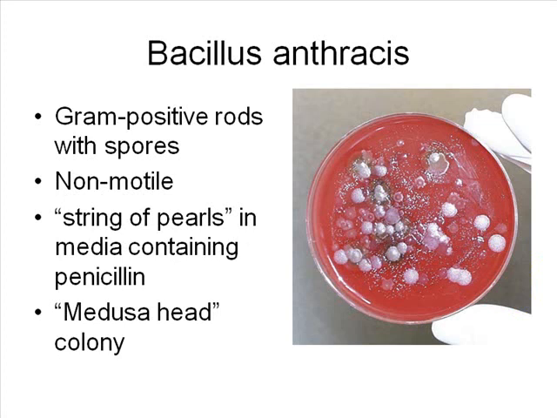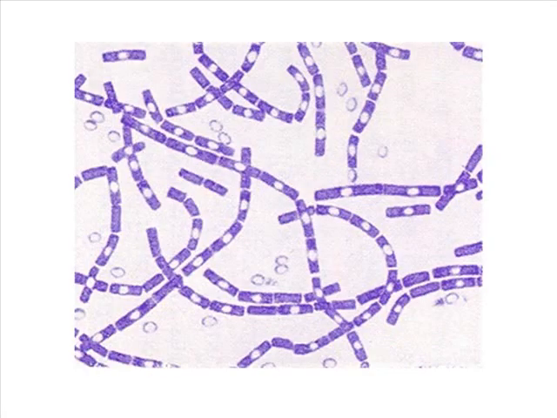Now, Bacillus anthracis. Some of the buzzwords that go with Bacillus anthracis are string of pearls with penicillin and the Medusa head colony that Bacillus anthracis makes. Here's an example of Bacillus anthracis. Remember, all Bacillus species make spores.